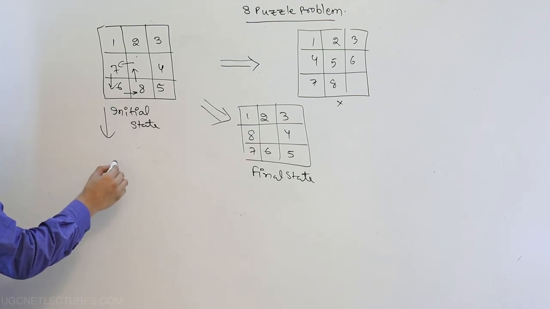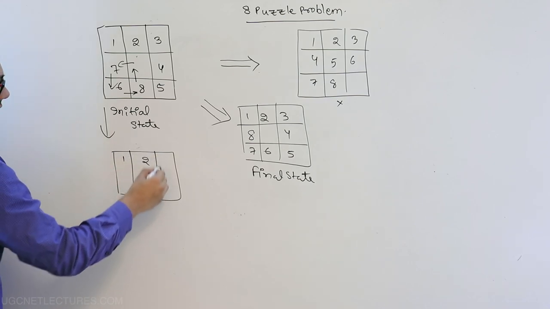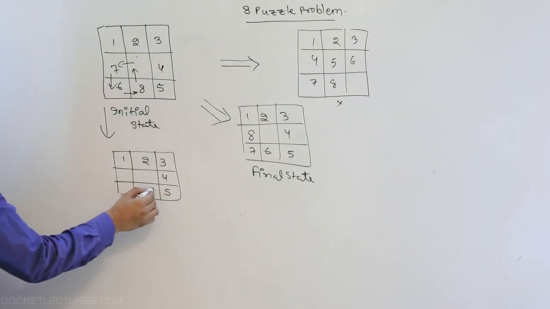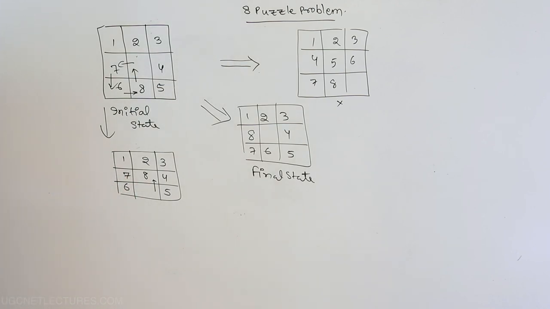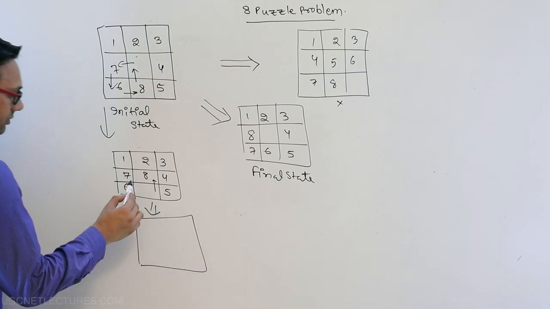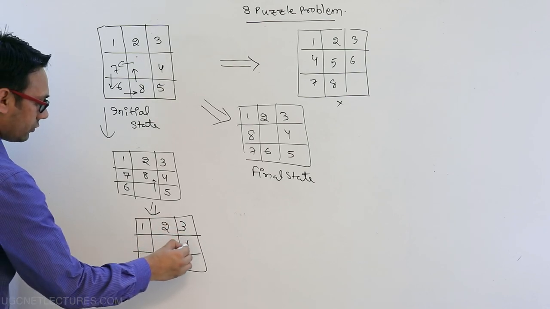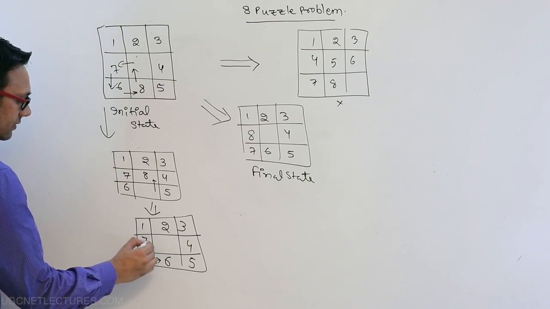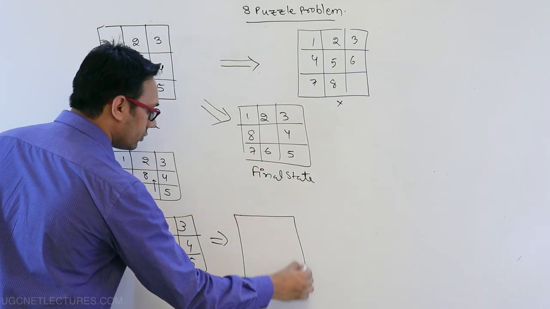You can reach the solution like this. This is the first state, where we have 1, 2, 3, 4 and 5. You move 8 from here to here, that means 8 will come here, 7 will come here and 6 will come here. Again, you can take the next step like this: 1, 2, 3, 4, 5, and you move 6 from here to here, 6 will come here, 7 is here and 8 is here.